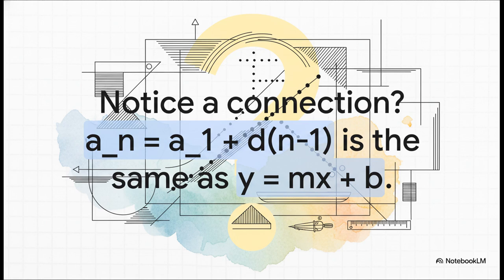And just to leave you with one final thought, does this formula look kind of familiar to you? If you've ever worked with linear equations, y equals mx plus b, well, this is pretty much the exact same idea, just dressed up differently. The common difference d is just your slope m, and your starting value is kind of like your y-intercept. It's all connected. Makes you wonder what other connections are hiding in math, doesn't it?